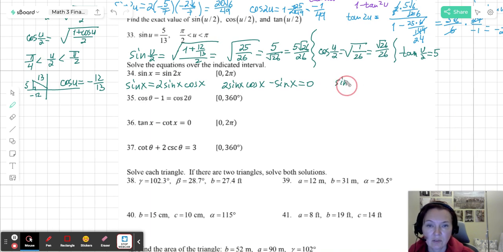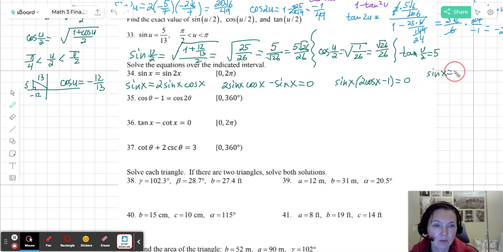So I have sine x times (2 cosine x minus 1) equals 0, which means that either sine x equals 0, that's why I did not divide both sides by sine x, so sine x can be equal to 0. I'm going to write it here, sine x equals 0, or cosine x has to be equal to 1/2.